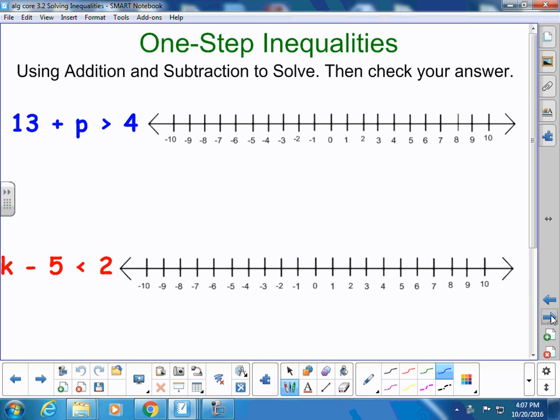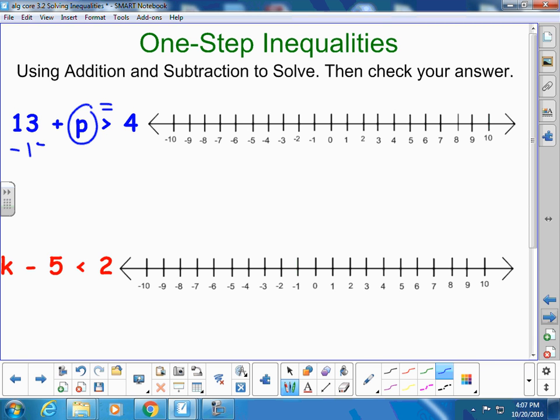But let's start. One-step inequalities. So using addition and subtraction to solve. This you treat just like it's an equation. So if this was 13 plus p equals 4, how would we solve it? We'd always want to get p by itself. So I circle p and anything with it.